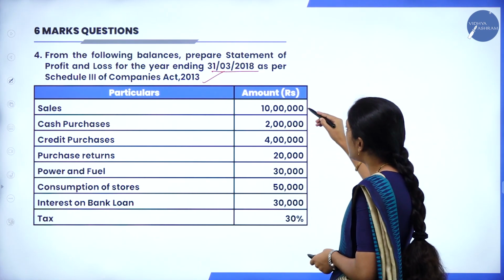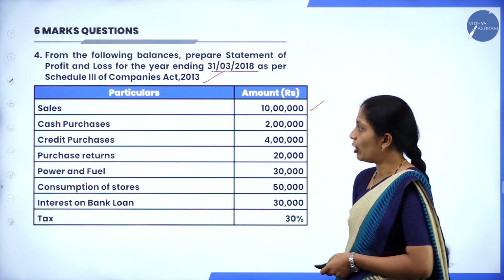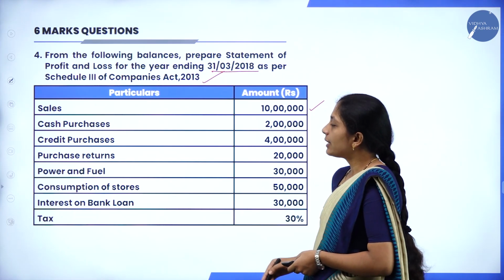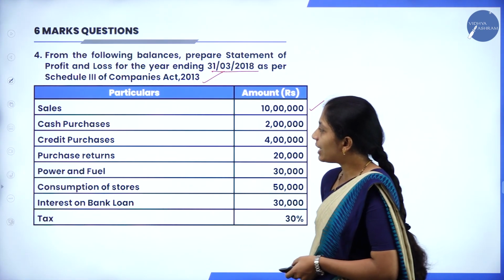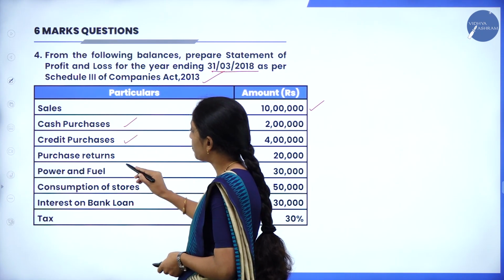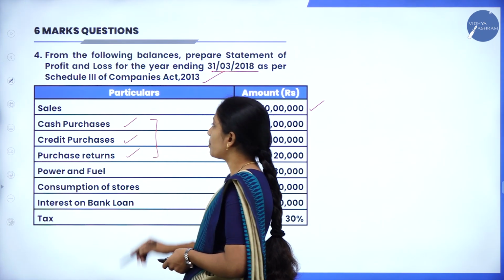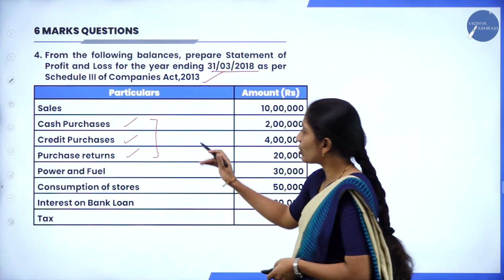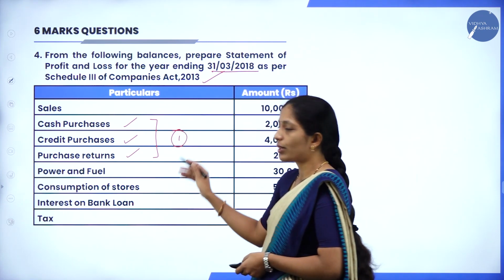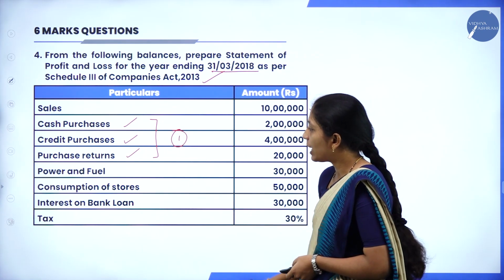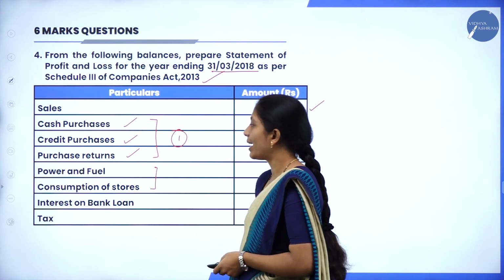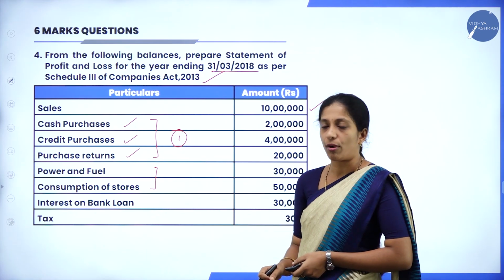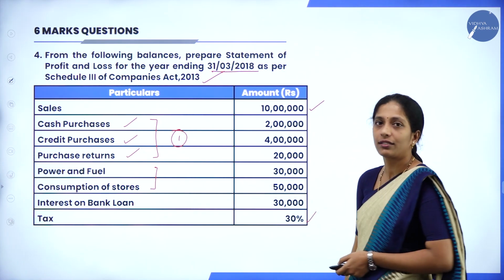Now see here, sales they have given directly, which means revenue from operations. Other income we don't have. Then you will get total income. Next, 4th is expenses. Here they have given cash purchase, credit purchase and purchase return. This can be written under purchase of stock in trade, which comes under expenses, for which you have to prepare a note here, note number 1. Next, power and fuel consumption of stores, they have given, and even interest on bank loan. Let us see how we have to show it in the format, and they have given the tax rate also, 30%.